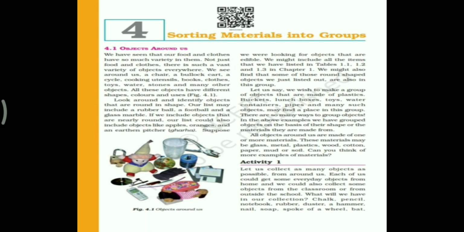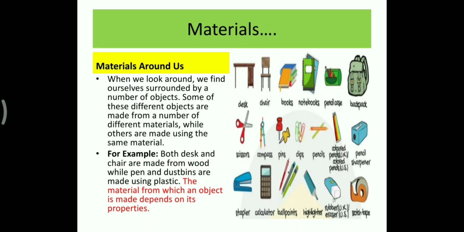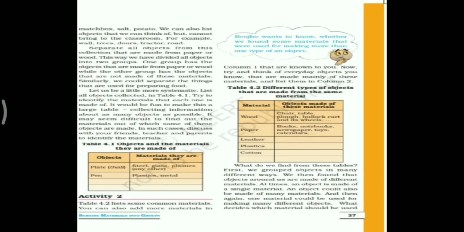Okay, so in the classroom, you can just write down that the chalk, pencil, notebook, rubber, duster, whiteboard, chair, and table, all these things are there in the classroom. You can also think of the objects which you cannot collect, like trees, doors and tractor.